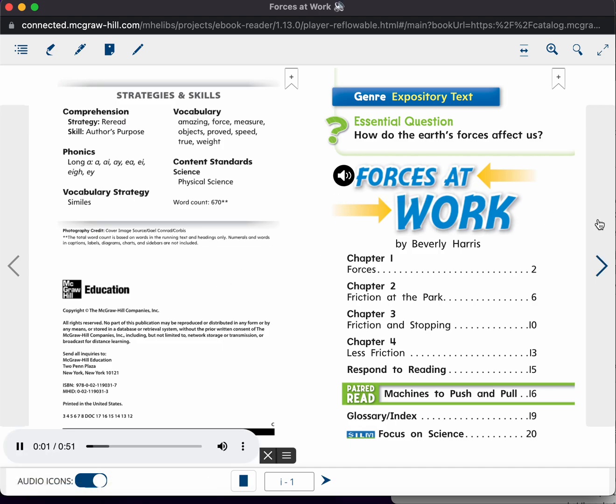Genre: expository text. Essential question: how do the Earth's forces affect us? Forces at Work by Beverly Harris.